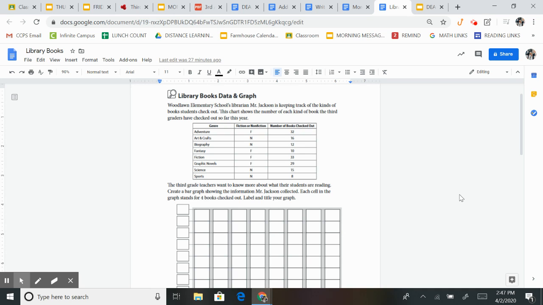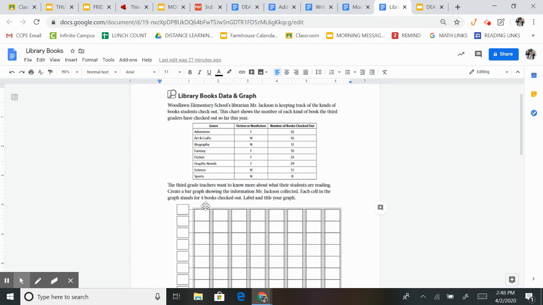All right, let's look at the first activity for today, Monday, day 6. You're going to see that it is some graphing review with a data chart right here that is discussing library books and how many of each genre was checked out. So we are going to read the directions and then I'm going to help you set up your graph.